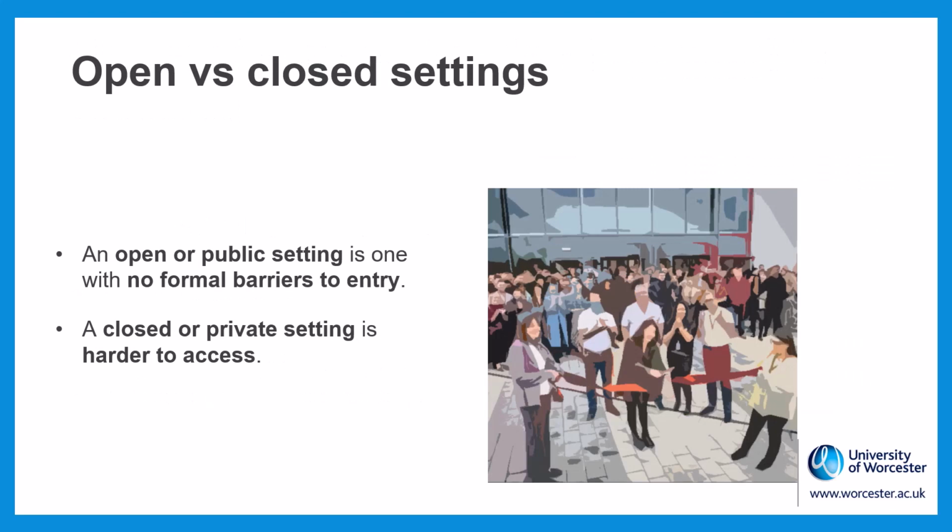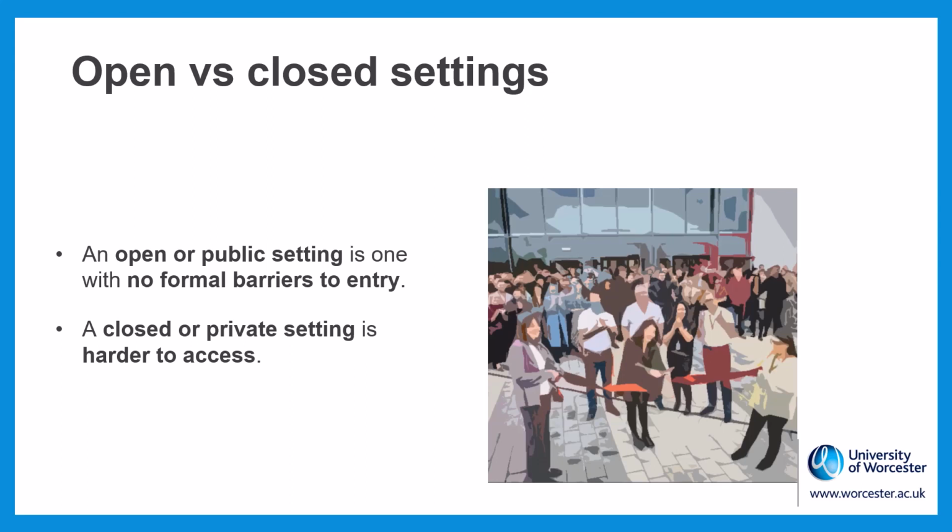Let's start with open versus closed settings. The setting of your ethnography, the environment in which you will observe your chosen community in action, may be open or closed. An open or public setting is one with no formal barriers to entry. For example, you might consider a community of people living in a certain neighborhood or the fans of a particular football team. Gaining initial access to open groups is not too difficult, but it may be harder to become immersed in a less clearly defined group.